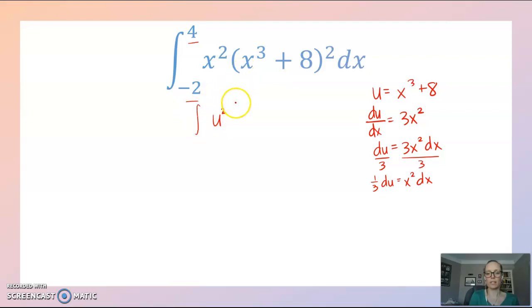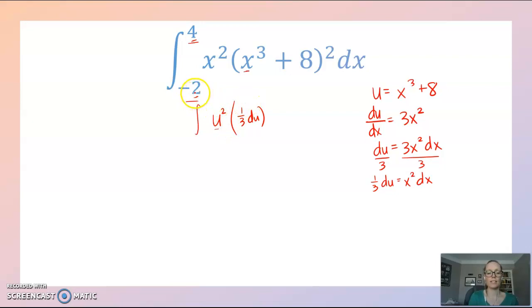And then the x squared dx is going to be substituted with 1/3 du. Now the important thing to note here is that I've just changed my variable from x to u, and so my bounds also need to change. These bounds right now are defined in terms of x, and they need to be changed to terms of u since I'm working with an integral in terms of u.